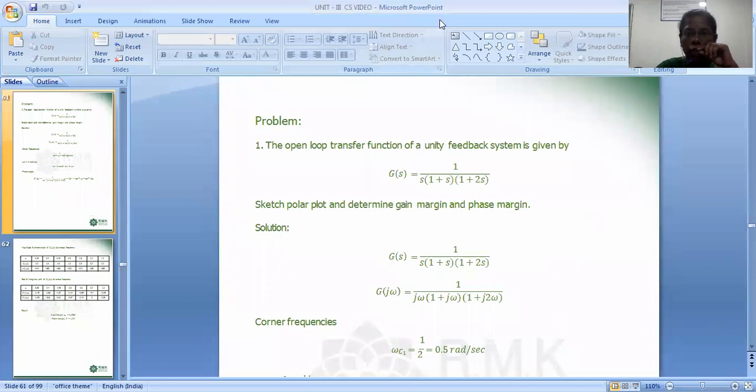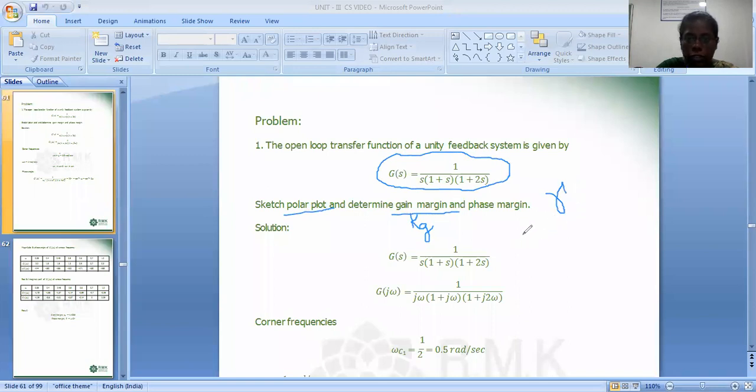Here I have taken a problem. An open loop transfer function G of S is given for a unity feedback system, and we need to sketch the polar plot. We have to find out the gain margin Kg, and then we have to find out the phase margin gamma.